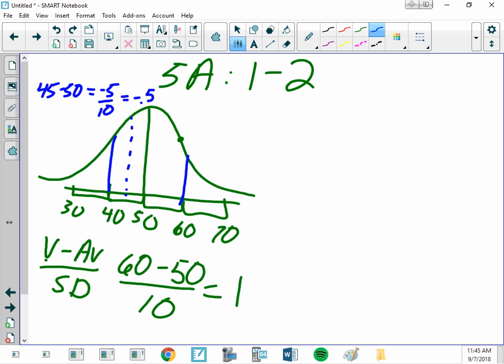Okay, and 75. 75 minus 50 is 25, divided by 10 is 2.5. So this person's score was 2.5 SDs larger than the average. Yes, negative is to the left, is smaller, and positive is bigger. Okay, now we're going to go backwards.